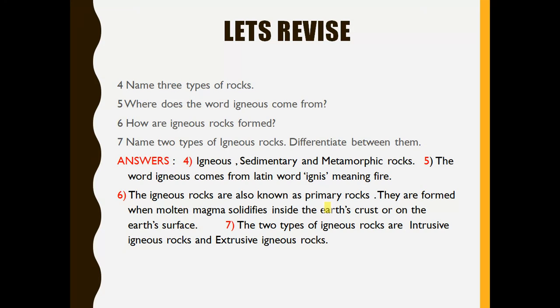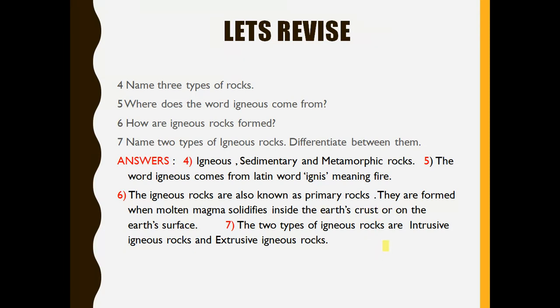Question number 5, where does the word igneous come from? Igneous comes from a Latin word ignis, which means fire. How are igneous rocks formed? Igneous rocks, also known as primary rocks, are formed when molten magma solidifies inside the earth crust or on the earth surface. Name two types of igneous rocks and differentiate between them.